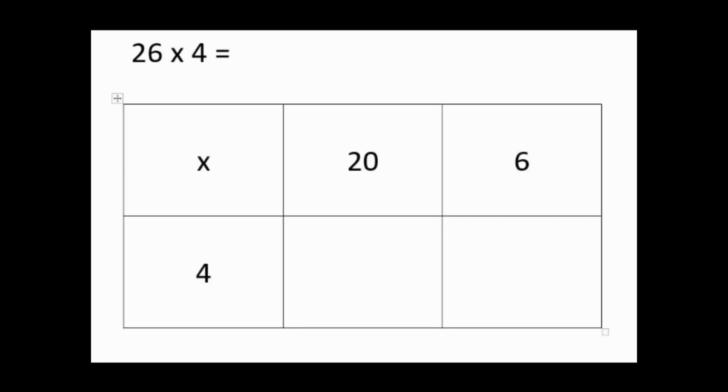So your grid should look like this. You've partitioned 26 into 20 and 6. The multiplication sign goes in the top corner, and then underneath it goes the number you're multiplying by, so by 4. Now pause the video while you work out the answers to these multiplications.